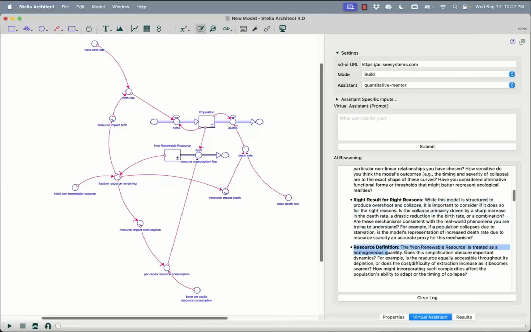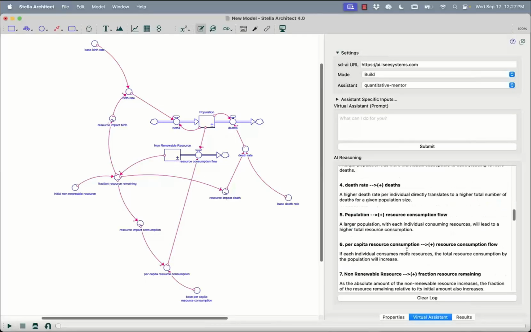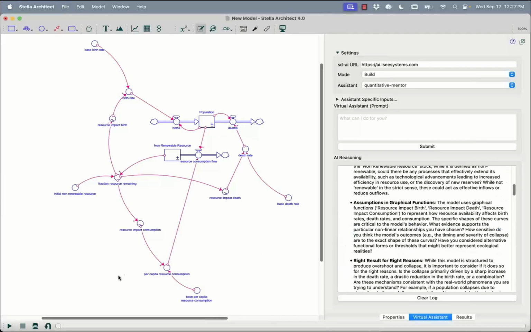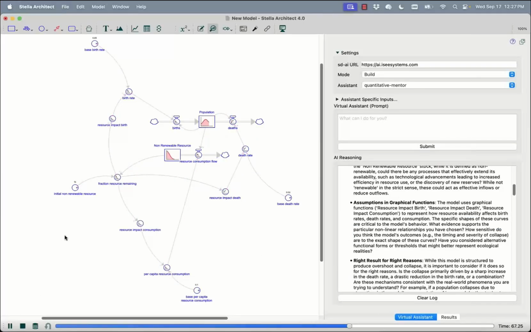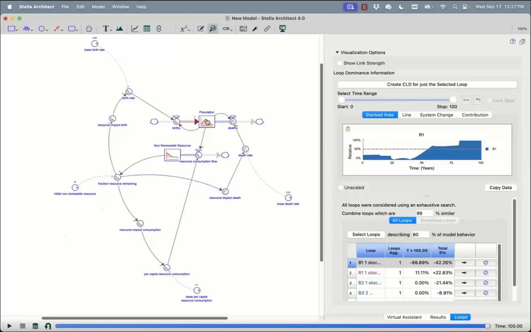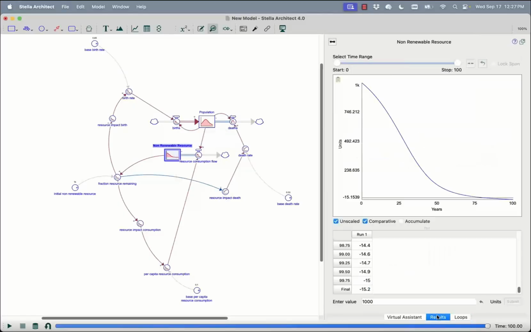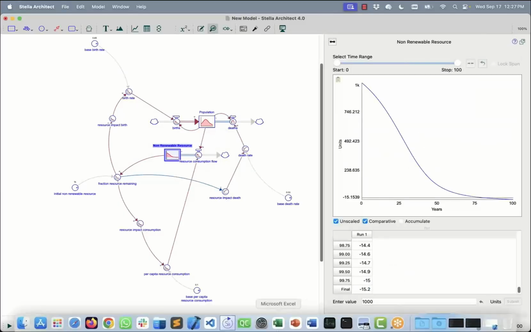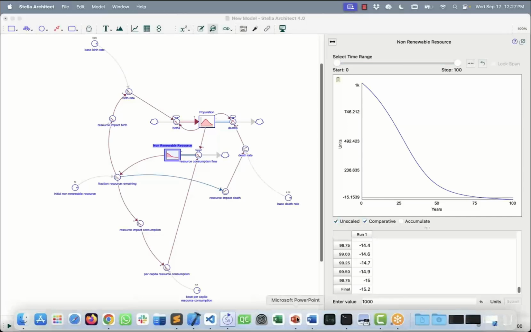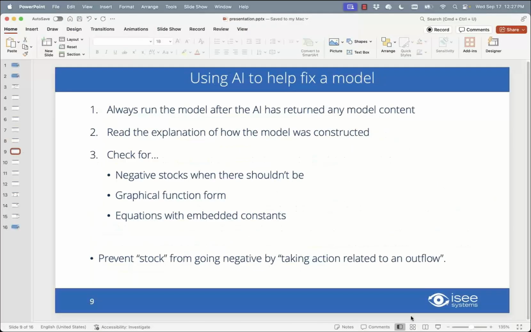Is that what we actually intend here? It then gives us a summary of all of the connections that it created. So in this case, we can now go ahead and run this model, and we can see that we get our overshoot and collapse, but we have a problem. Our resources go negative. That doesn't make sense. So that brings us to the next step in this process.